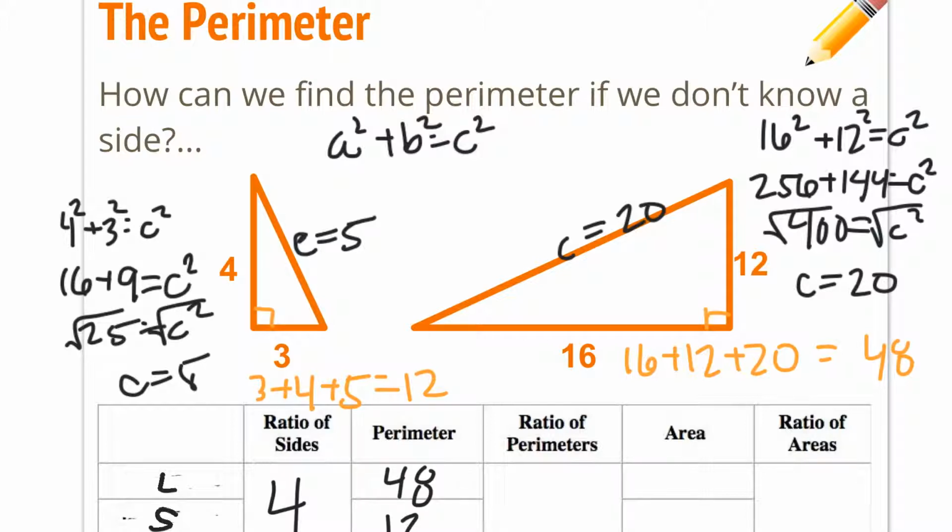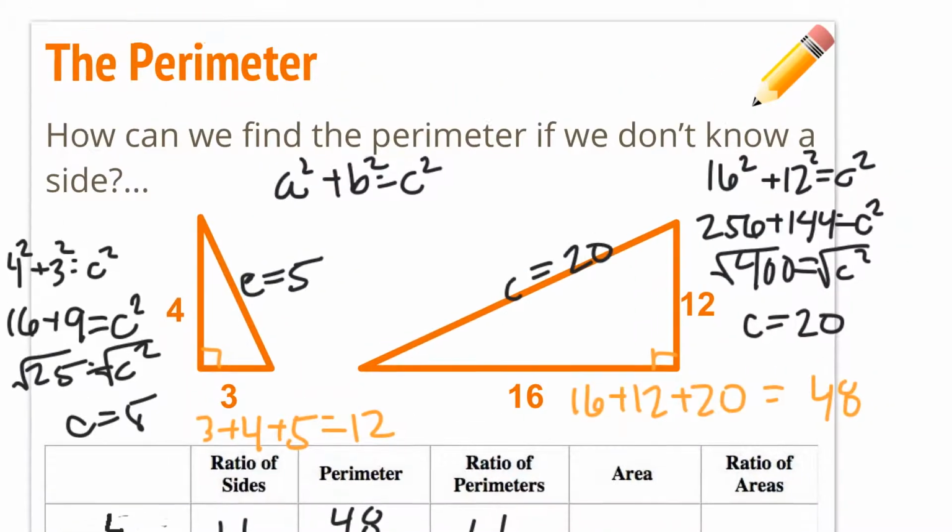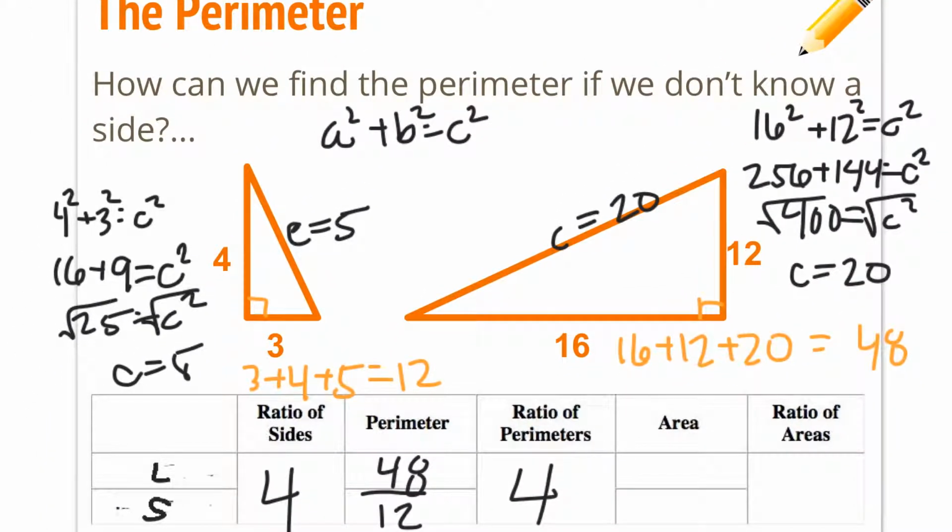Now the ratio, very similar to the scale factor, is 48 divided by 12. So in this case, it is 4. It's not a coincidence that the ratio of perimeters and the ratio of the sides, also known as the scale factor, is similar.